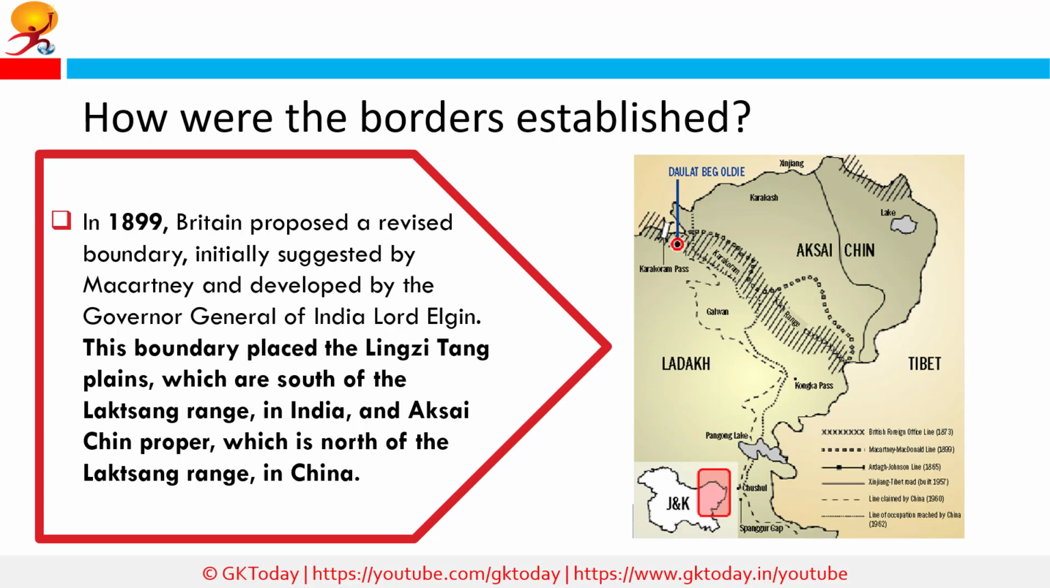In 1893, Hung Ta-chen, a senior Chinese official at St. Petersburg, gave maps of the region to George Macartney, the British Consul General at Kashgar, which coincided in broad details. In 1899, Britain proposed a revised boundary initially suggested by Macartney and developed by the Governor-General of India, Lord Elgin. This boundary placed the Lingzi Tang Plains, which are south of Laksang Range, in India, and Aksai Chin proper, which is north of Laksang Range, in China.